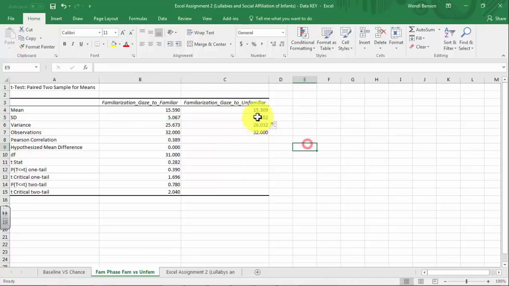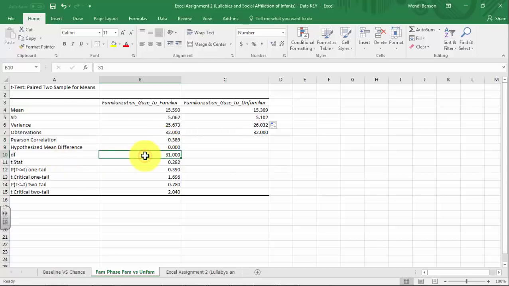Totally worked. It just copied that formula, right? Square root for now C6 instead of B6 like here. That was lovely. Then we've got our observations. There's 32 infants. This is a Pearson correlation. Don't worry about that just yet. We'll go over correlation in a later chapter.